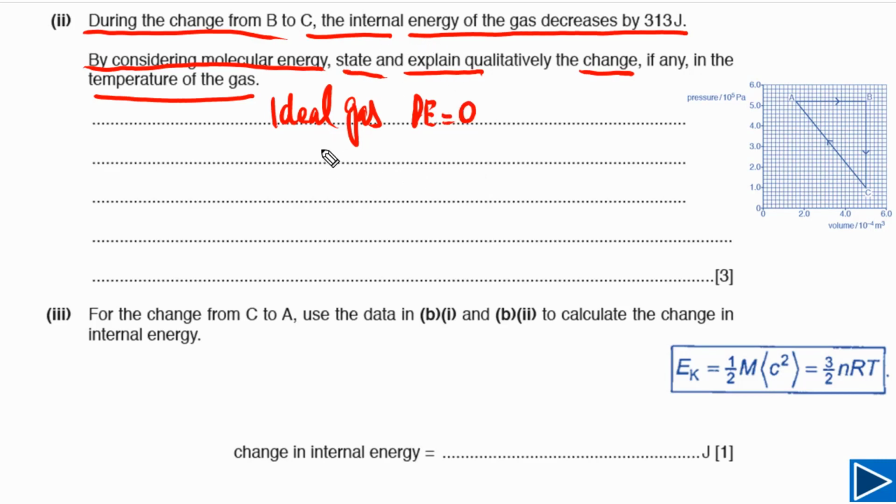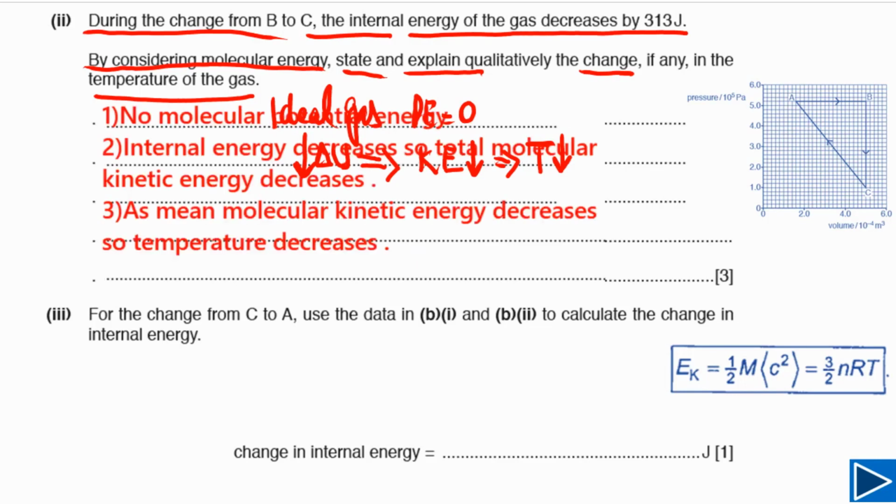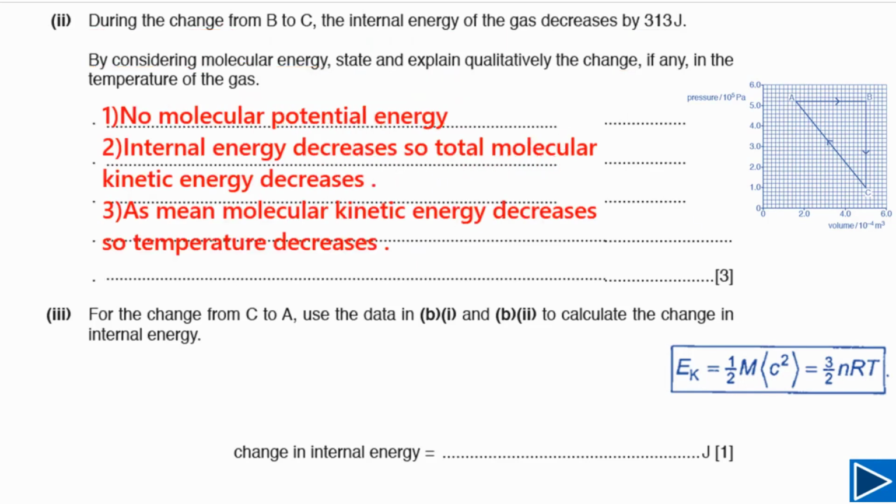Now the second thing we need to understand is that as we are talking about ideal gas, the internal energy of the gas depends simply on kinetic energy of molecules. As it is given to us that internal energy of gas decreases, it simply means that kinetic energy of molecules decreases. And if kinetic energy of molecules decreases, it means temperature of the gas will also decrease. So this is what we need to understand. If we have understanding of this, then we can write down our final answer.